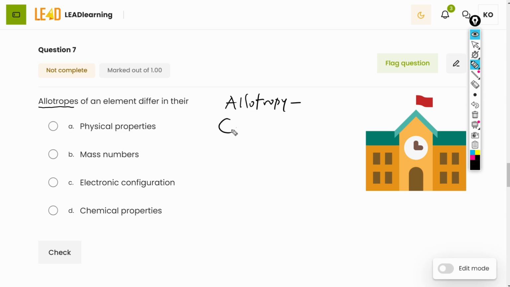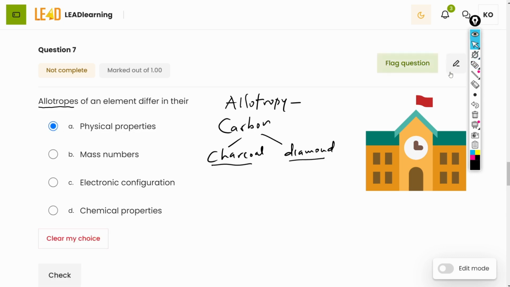For example, carbon has various allotropes such as charcoal and diamond. Using these two examples, in terms of physical properties, charcoal is different from diamond. Diamond is the hardest substance known. It is the densest substance known, and charcoal does not have high density, but they are all forms of carbon. So clearly we've seen that chemical properties are the same, but physical properties are different. So that leaves us with option A as our answer.